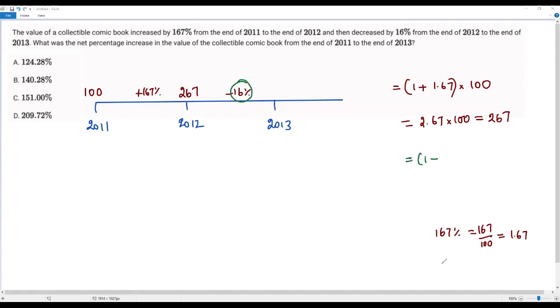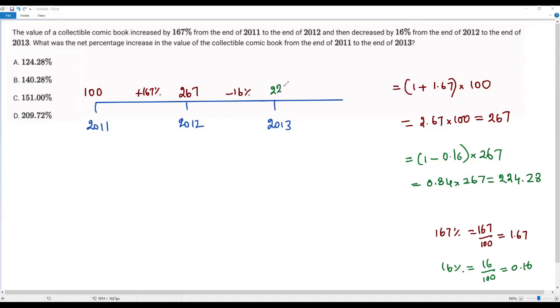Now we have to convert this percentage to decimal. So 16% can be written as 16 over 100, which equals 0.16. So let me write it over here, times the previous value, that is 267, because this value only is going to be decreased. Okay, when I subtract 0.16 from 1, I am getting 0.84 times 267. Let me multiply using the calculator. Just a moment. When I multiply 0.84 and 267, I am getting 224.28. So this is the number of books I am getting at the end of 2013.